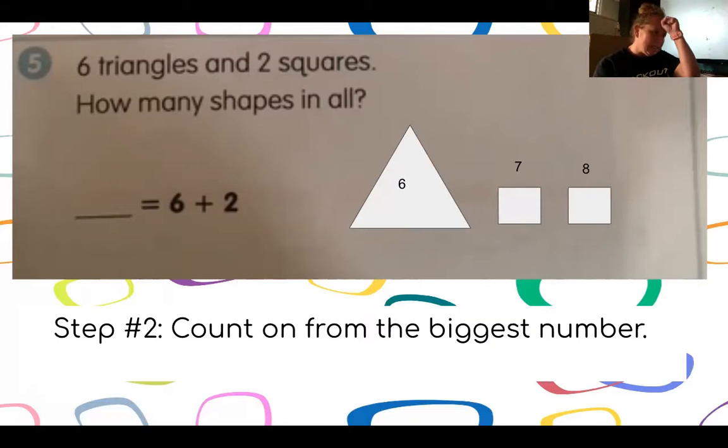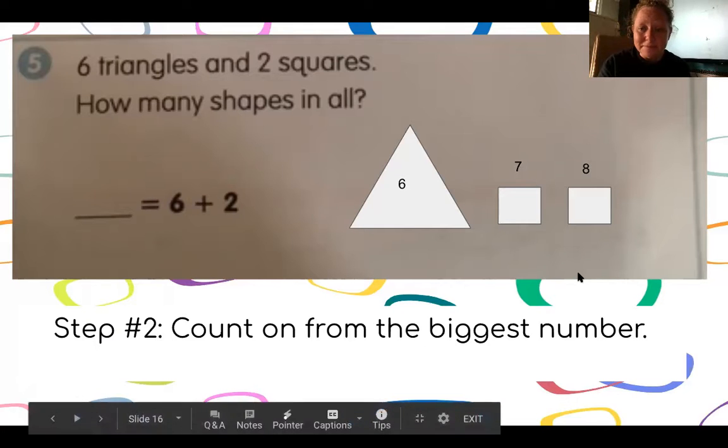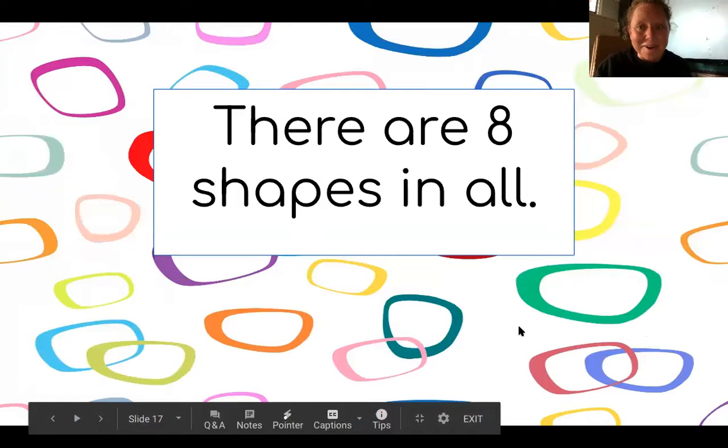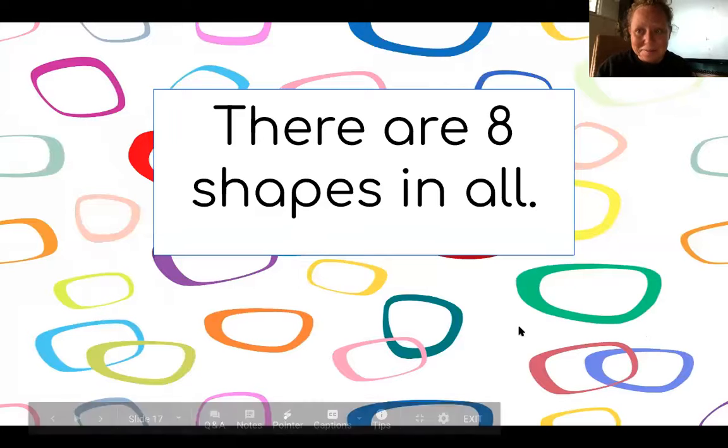Watch. 6, 7, 8. Try that with me, please. 6, 7, 8. Show someone near you how to count on 2 more from 6. Go ahead and do that now. There are 8 shapes in all.